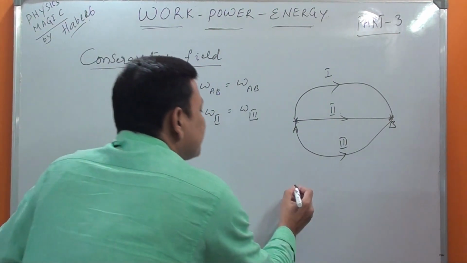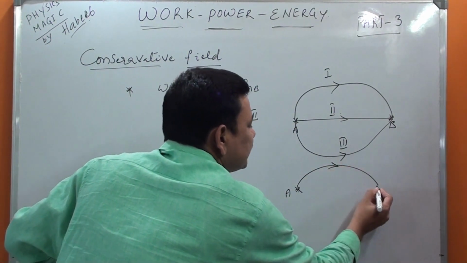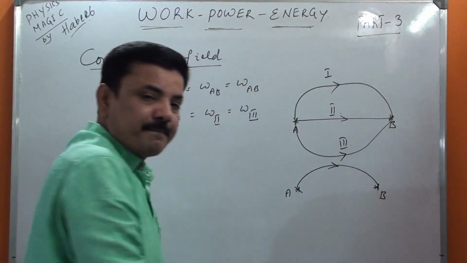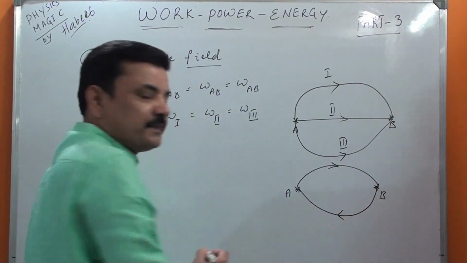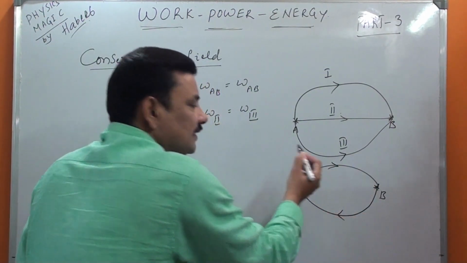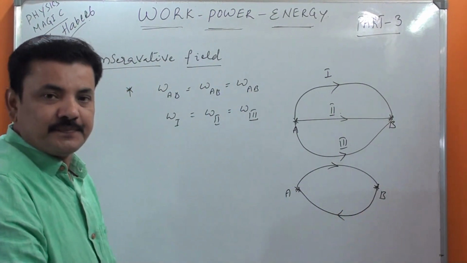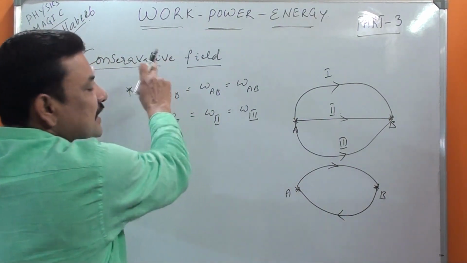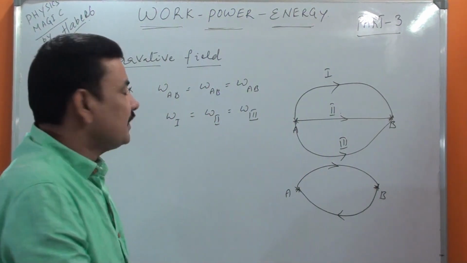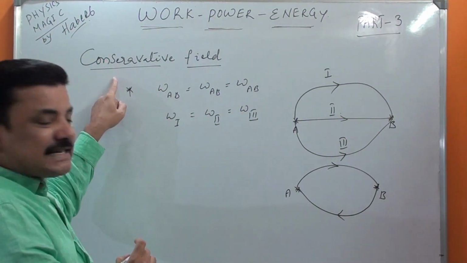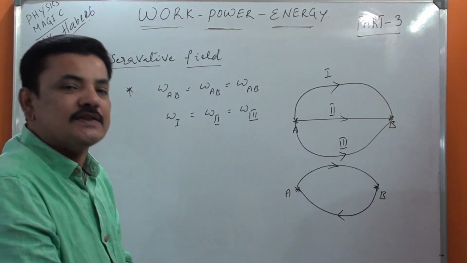And the second very important point is, let us suppose this is point A and you have done work like this. You reach point B, and from there you have done work and reach A once again, meaning it is a closed loop. So in this case, the work done will become 0. Remember, the work done in a conservative field along a closed loop or closed path is 0.